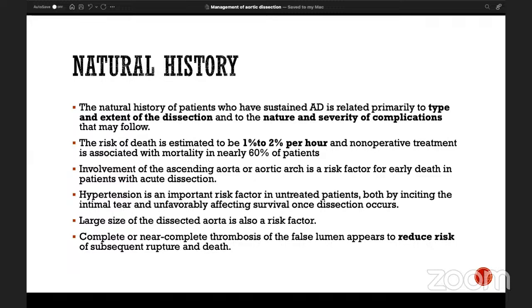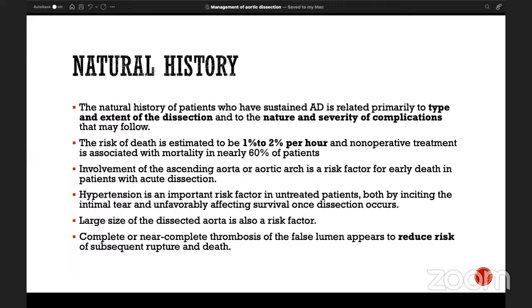The natural history of such a group of patients is usually related to the type and the extent of the dissection, in addition to the nature and severity of the complications that develop. And it is estimated that around 1 to 2% risk of death per hour is considered for such a group of patients who present with acute dissection, reaching a mortality rate of up to 60%.